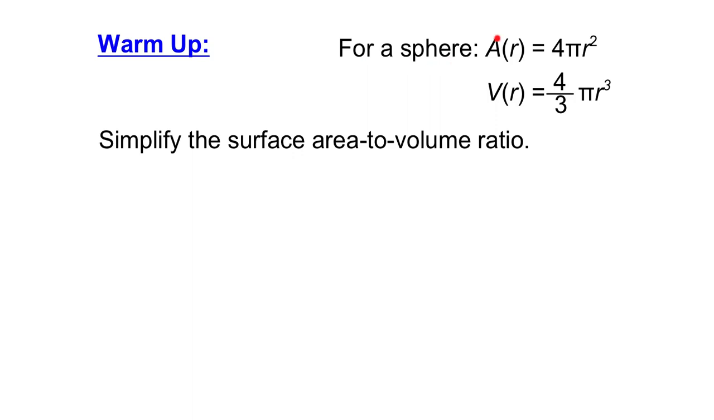Hello everyone. Before starting the lesson, try this warm-up. For a sphere, the area as a function of the radius is 4 pi r squared, and the volume as a function of the radius is 4/3 pi r cubed. Simplify the surface area to volume ratio. That's the ratio of this to this, surface area to volume. So pause the video, see if you can simplify this expression as much as possible.